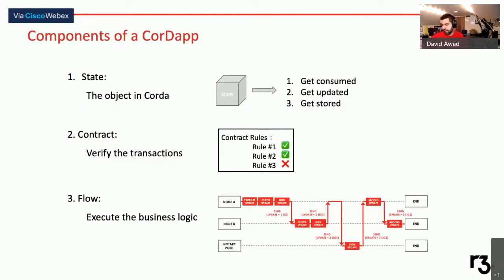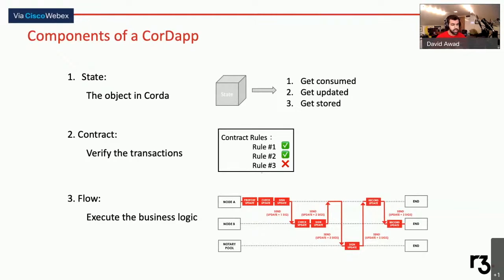So these are the components of a CorDapp. There are states, there are contracts, and flows. States are any object in Corda, right? These are cars, these are loans, these are votes, these are mortgages, etc. Any object that you want to represent digitally is a state in Corda terminology. Corda makes this very easy for you. States get consumed, they get updated, they get stored, they get created, they get destroyed, etc.